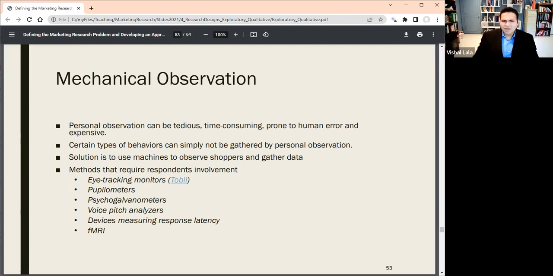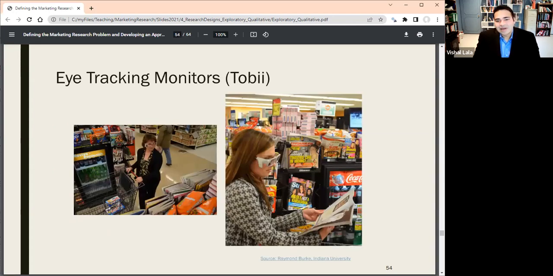I'm going to go through a few of the mechanical observation methods. Let's begin by looking at eye tracking monitors. Here's a great example. These are Tobii glasses. The respondents you're looking at here are wearing Tobii glasses, which allow the researcher to learn about what the respondent is looking at using small cameras embedded in the glasses. What's more important is, as these people are shopping around in a store or going through a magazine, we can learn not only about what they're looking at, but how they're feeling also.